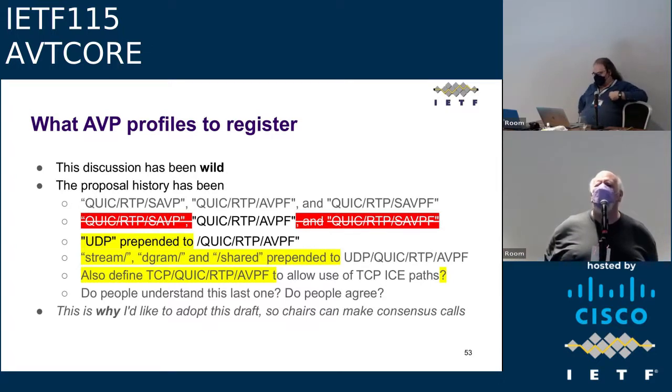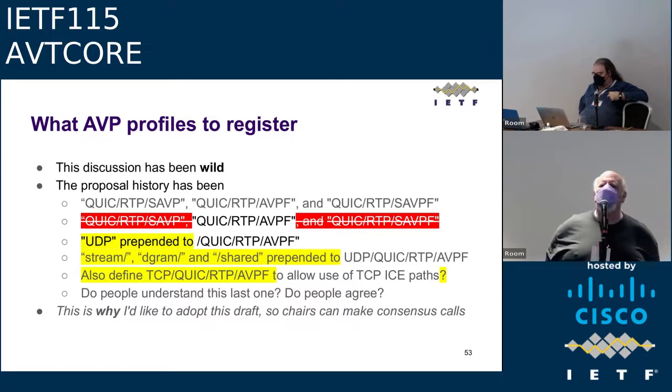I think several of us figured this out at the same time: oh, we need to prepend UDP to that. Then we said we need to do stream, dgram, and shared. And then most recently, we had a conversation on the mailing list about whether we needed to define TCP, QUIC, RTP, AVPF to allow a TCP ICE path. So basically, if I do my ICE lookups and I don't get anything back for QUIC, but I do get something back for TCP, can I use that?